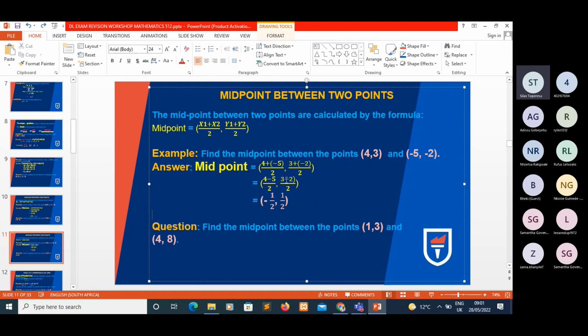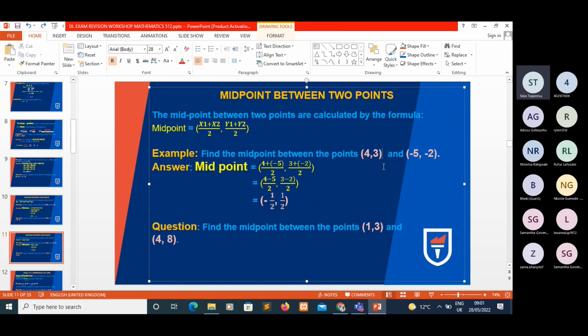Okay, so the second coordinate, my y, is simply going to be 3 minus 2. 3 minus 2, I'm getting 1. Then 1 divided by 2, so I'm simply going to get half. So this is the middle point between 2 points. That's how you get it. So this is my final answer, which is -half and half. This is the middle point between these 2 points that I have.